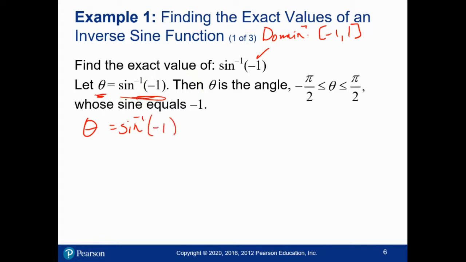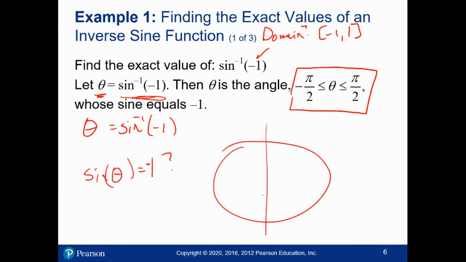Theta is an angle whose sine is -1. So what is an angle whose sine is -1? But more specifically, because there are actually infinitely many such angles, what is the angle between plus or minus pi over 2? So if I look at the unit circle, I want the sine of the angle to be -1. I want the y coordinate on the unit circle to be -1. There's only one point that does it. It's down there.